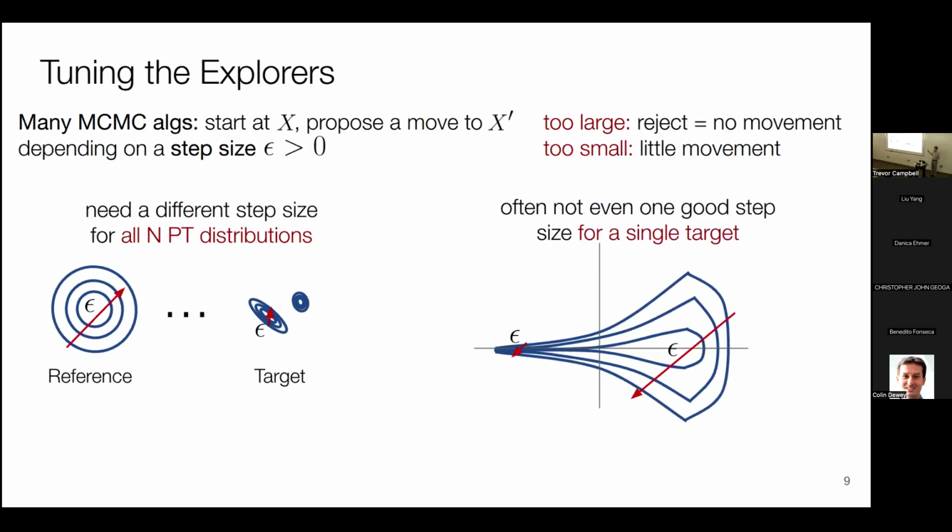Even if you're not doing PT and you're just looking at one target, it's often still troublesome to pick a step size. If you have a multi-scale target, you might need a small step size in some parts of your state space and a big step size in other parts of your state space.